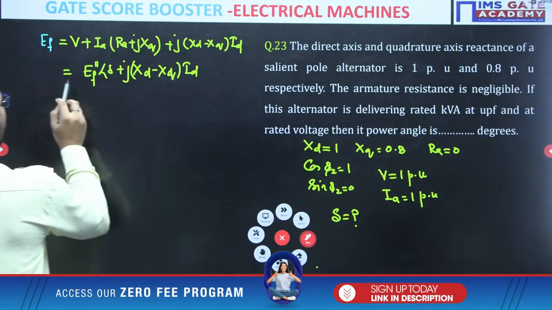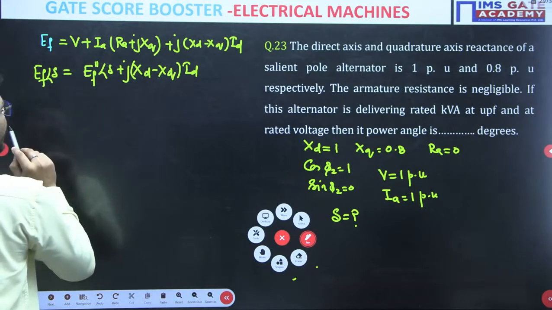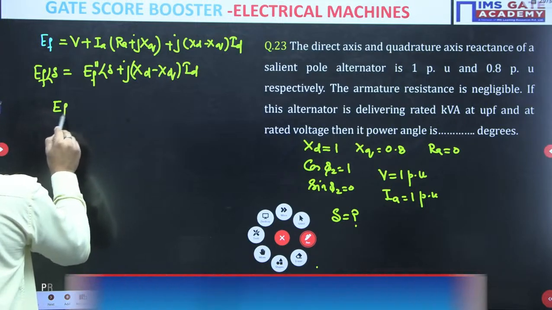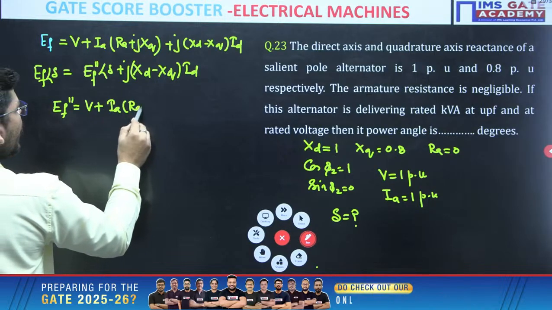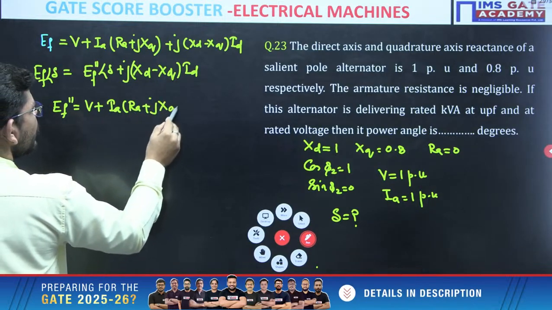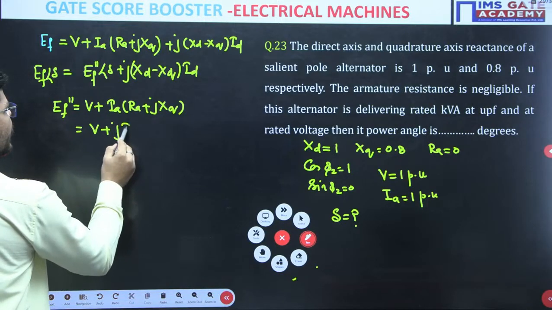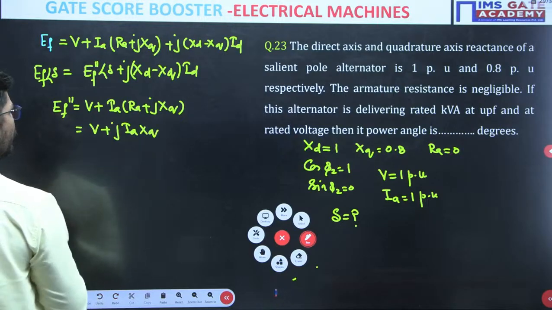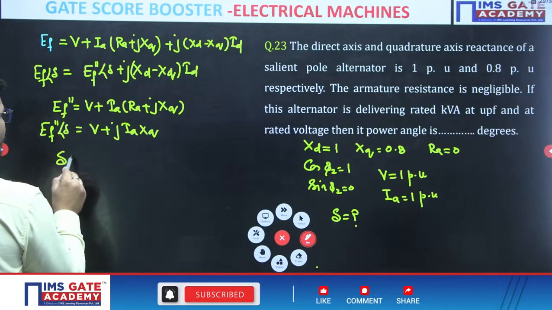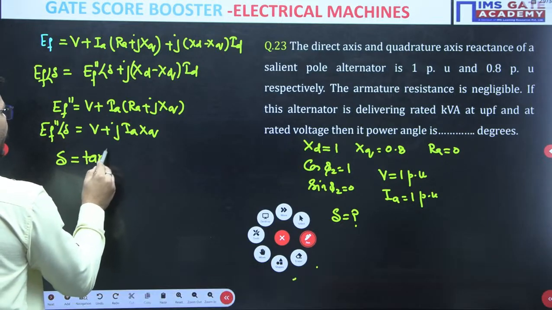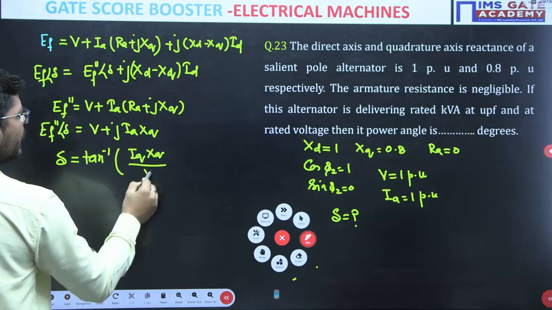So, whatever is the angle of EF, the same will be the angle of EF double dash. What is EF double dash? EF double dash is V plus IA RA plus j XQ, correct? Now, RA is neglected, so we can write it as j IA XQ. This will be the EF angle del. So, what is the angle del here? Del will be tan inverse of the imaginary part divided by the real part.